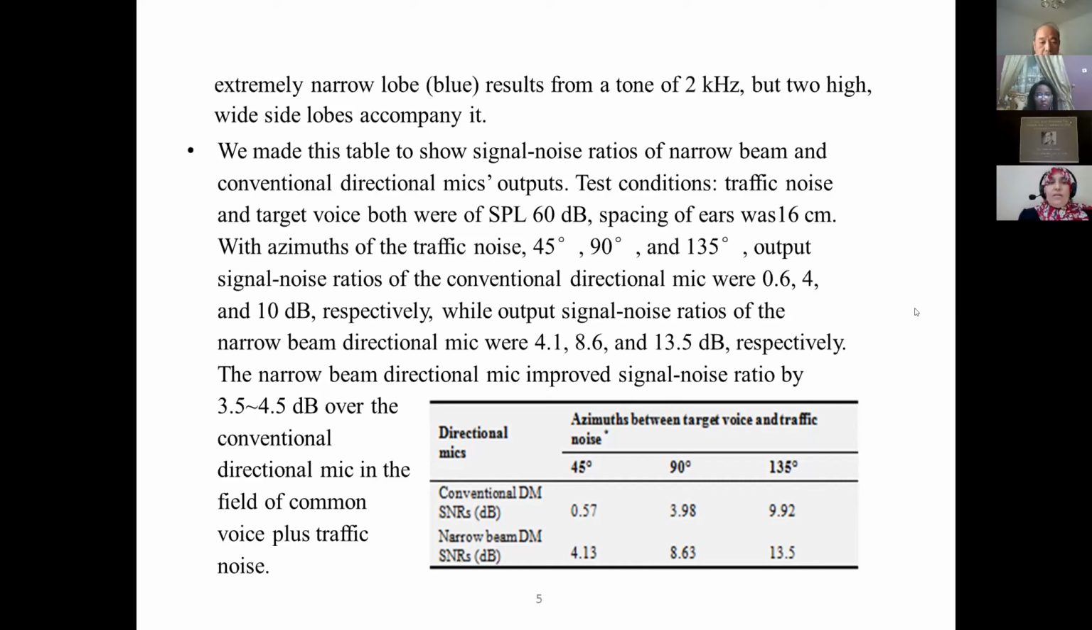The narrow beam directional mic improved signal noise ratio by 3.5 to 4.5 dB over the conventional directional mic in the field of common voice plus traffic noise.